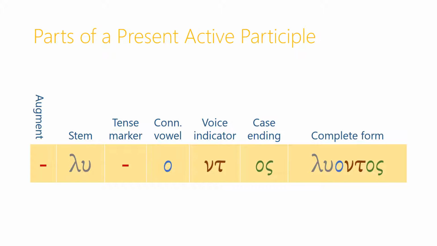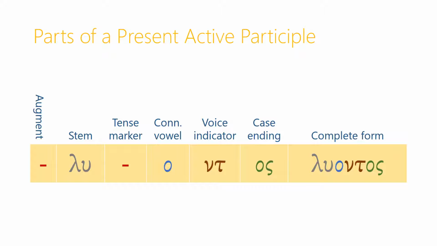Here are the parts of a present active participle, and this should be fairly familiar to you if you remember the parts of an aorist participle. Here we don't have an augment, not just because we're in the present tense, but also because we're outside the indicative mood. We have our present stem, lu, from luo. With the present, we have no tense marker, and the connecting vowel is an omicron. So both of those features, again, resemble the second aorist participles.